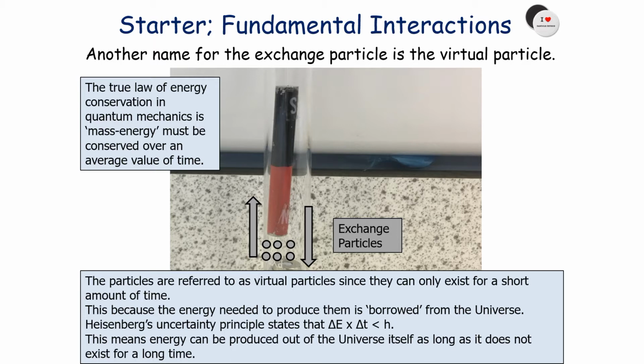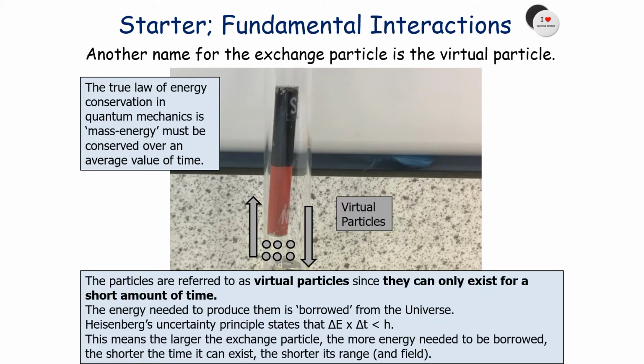So what this basically means is energy can be produced out of the universe itself as long as it doesn't exist for a long period of time. Now we've looked at the idea of the conservation of energy before in physics, but the true law of energy conservation in quantum mechanics is that mass energy must be conserved over an average value of time. So the particles are referred to as virtual particles because they can only exist for a short amount of time.